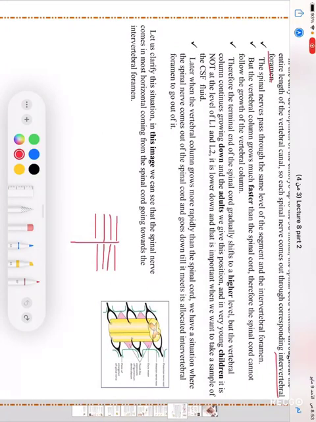But the vertebral column grows much faster than the spinal cord. Therefore, the spinal cord cannot follow the growth of the vertebral column. Therefore, the terminal end of the spinal cord gradually shifts to a higher level. But the vertebral column continues growing down, and in adults we get these final positions.